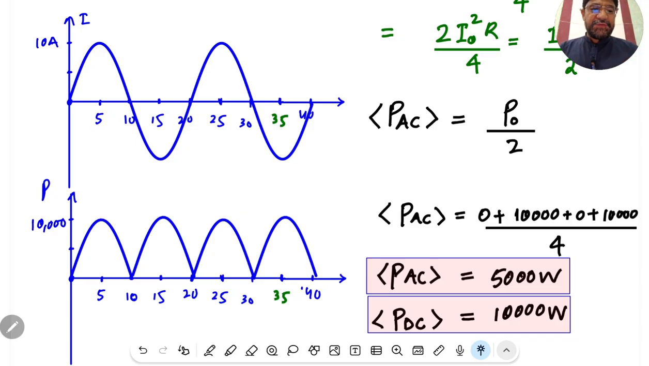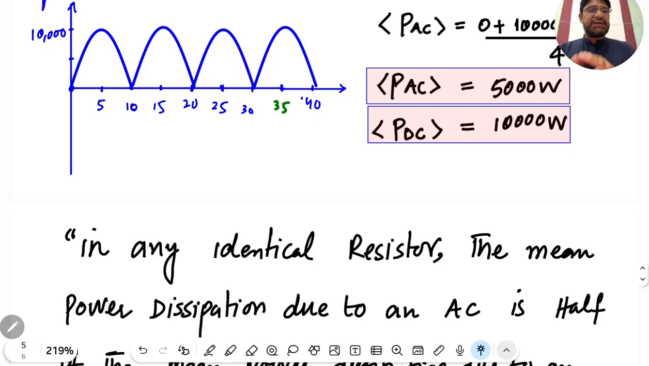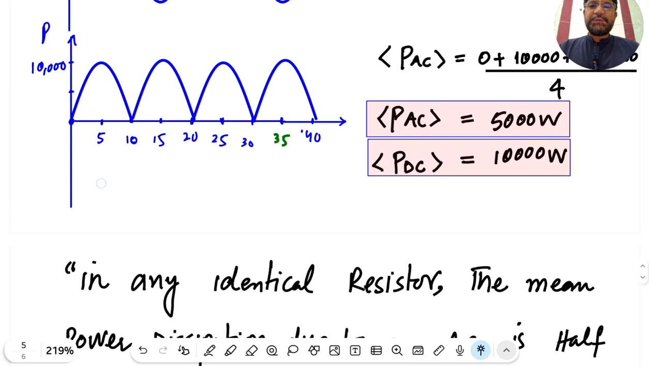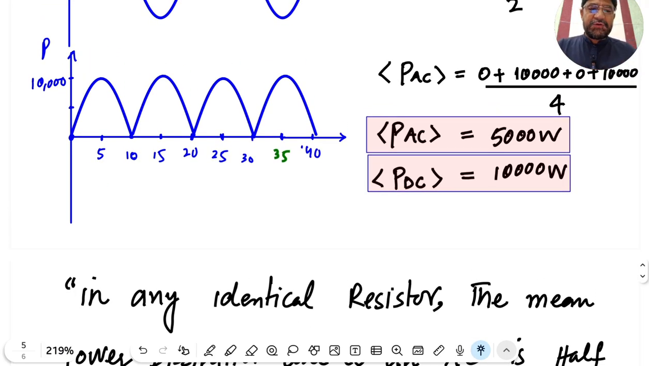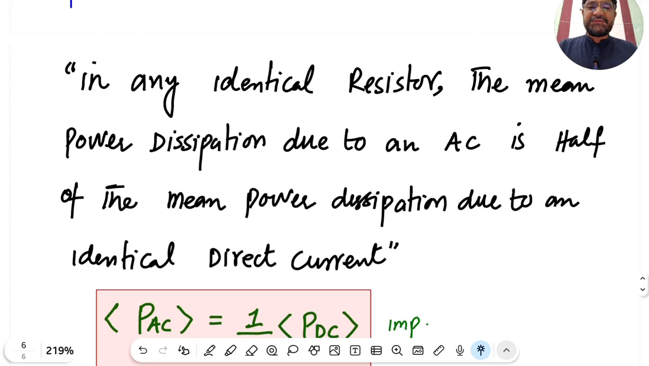So when I took the average, I came to know that the power dissipation due to an alternating current is equal to 5000 watt, where the power dissipation due to the same amount of direct current was equal to 10,000 watt. So this sketching of the graph should be very focused by you people. Once you focus on this graph, it will be quite clear to everyone how to draw it. This is a 3 marks question, so I believe that you people can easily score these 3 marks, that you can sketch the variation in the power.